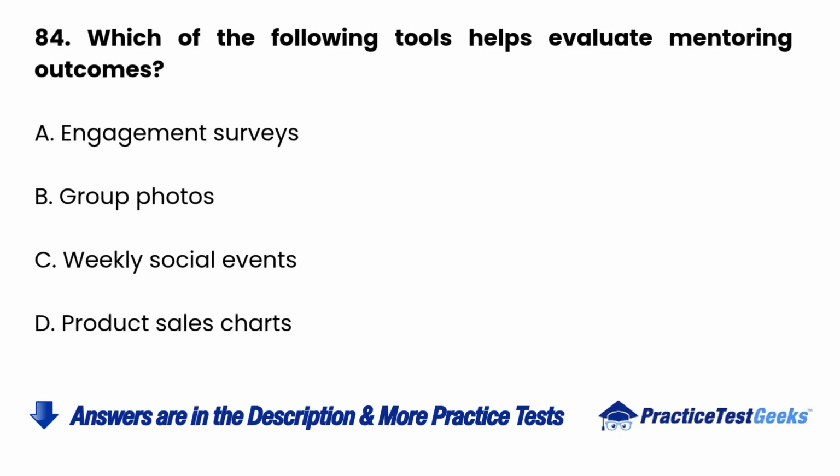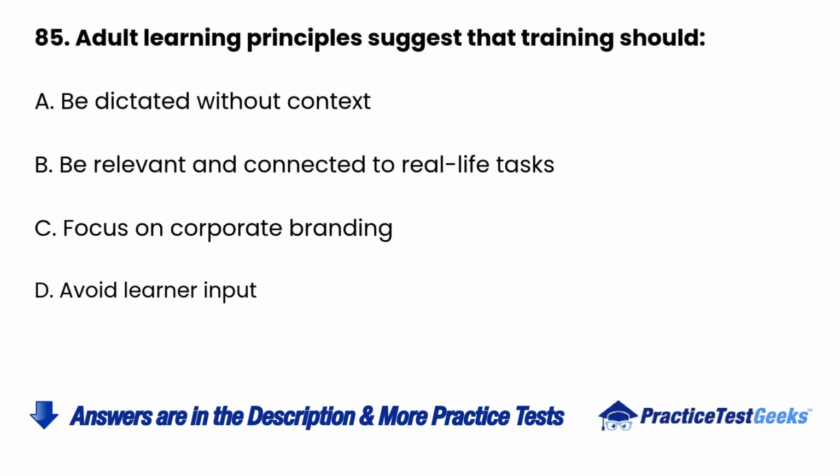84. Which of the following tools helps evaluate mentoring outcomes? A. Engagement surveys. B. Group photos. C. Weekly social events. D. Product sales charts.